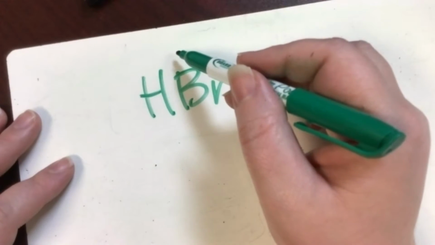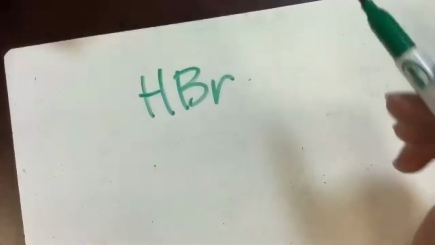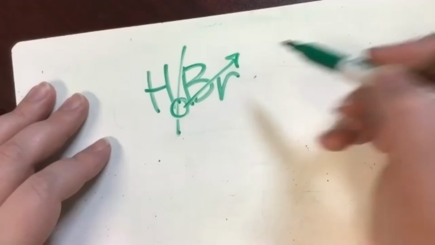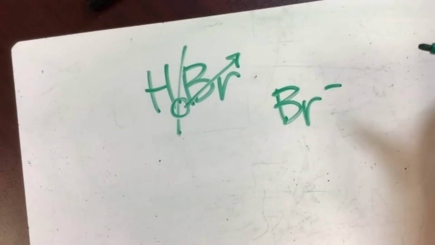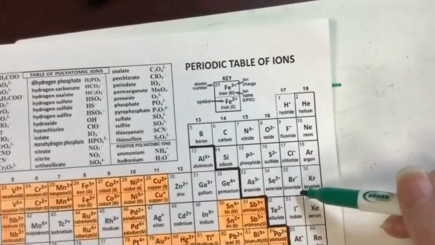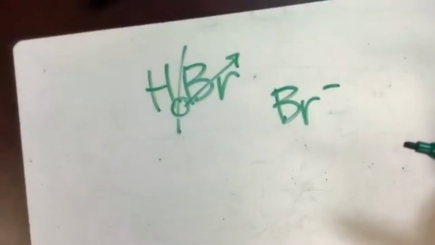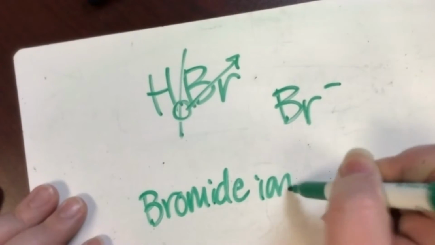So what you've got to do, and I'm following these rules right here for acids, says take the H off. So I'm going to take the H off. I'm going to take this and put it back up here. So that becomes Br minus. Well, that's a single element. So I got to figure out what Br minus is called. It's called bromide. I know you can't read that. It's called bromide. So it's called bromide ion.